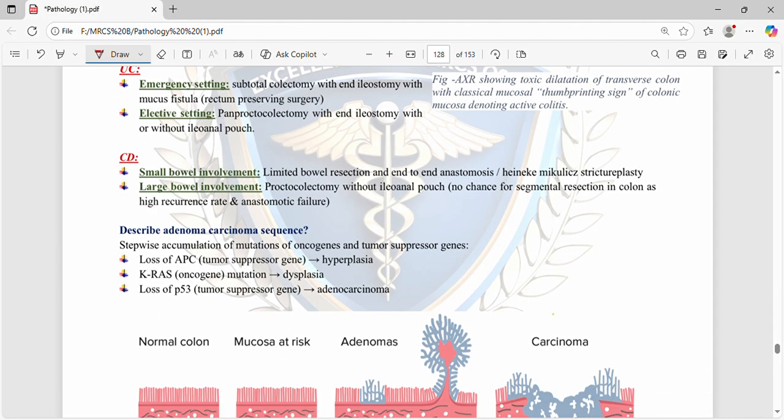In Crohn's disease, if small bowel involvement is limited, always do limited dissections. If there is a stricture, do stricturoplasty through the Heineke-Mikulicz stricturoplasty method. There are different methods, but the main point is that never ever do frank resections in Crohn's disease.